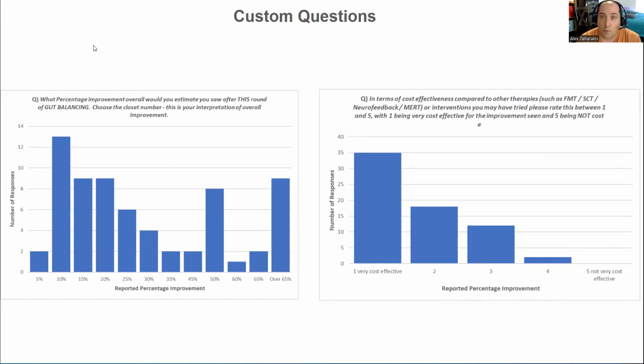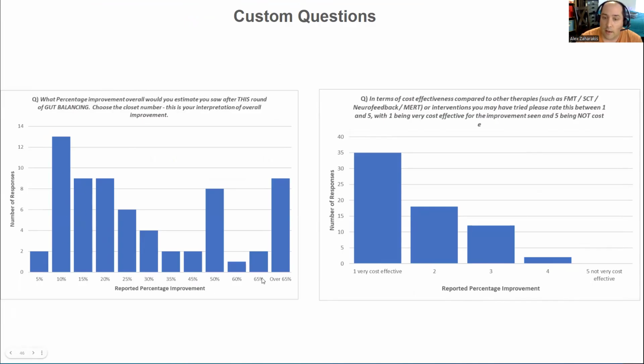Then there's some custom question sections. So we ask some specific subjective but qualitative questions, right? What percentage of improvement overall would you estimate that you saw after this round of gut balancing? This is taken at the 6th week. And here are the responses.